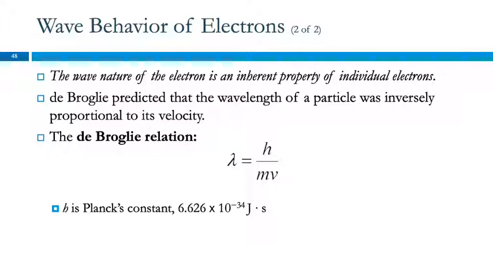De Broglie predicted the wavelength of a particle was inversely proportional to its velocity. And so this is known as the de Broglie relation. The wavelength is equal to Planck's constant divided by the mass times the velocity.